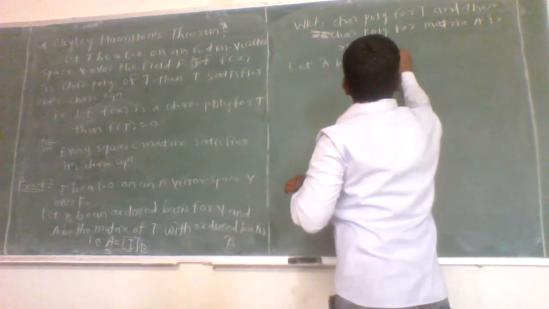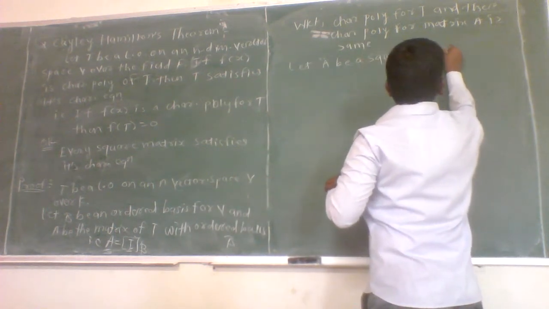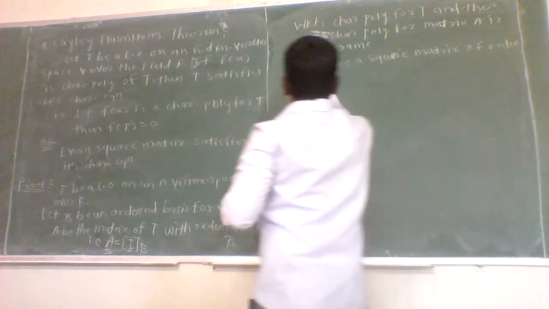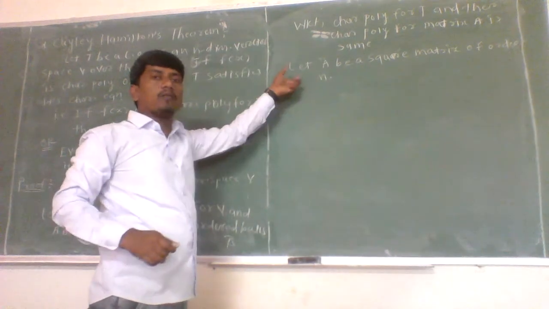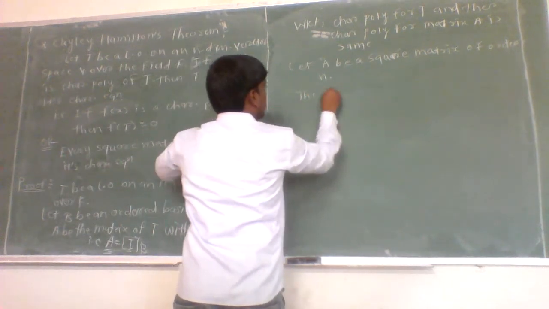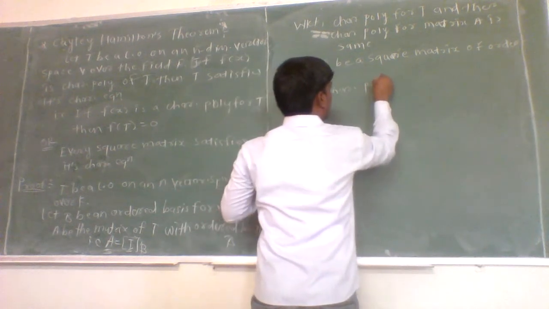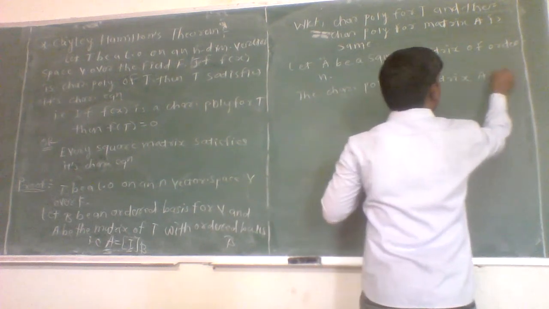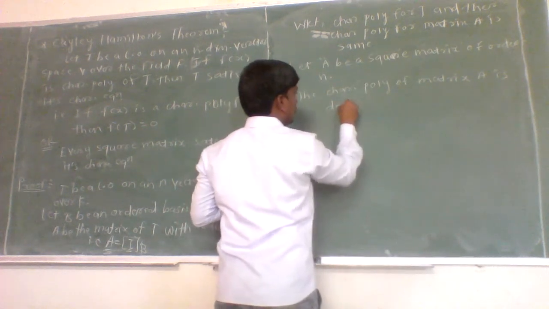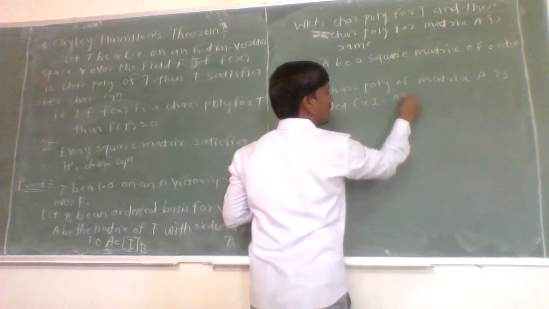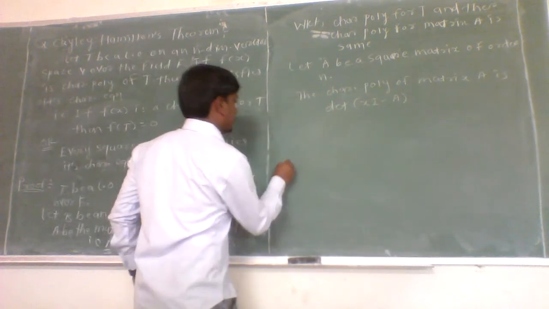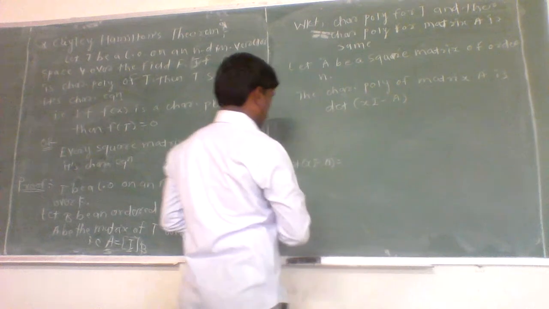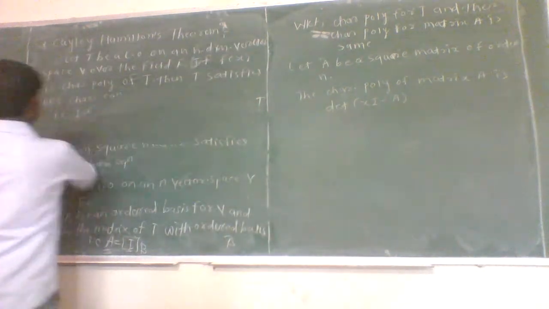Let A be a square matrix of order n, that is, an n cross n matrix, and we know that the characteristic polynomial of matrix A is nothing but the determinant of the matrix xI minus A. So now consider the determinant of xI minus A.